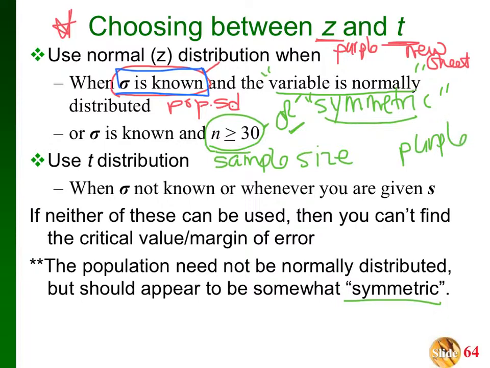Now let's talk about the Z, or the T sheet. And it's very simple. If sigma's not known and we're given S, then you get to use the new sheet, the new table. And those are going to be 4 decimals, or 4 numbers. So these numbers are 3. These are going to be 4 numbers. So make sure you're telling a difference between the 2. All right, let's go ahead and practice this on the next slide.